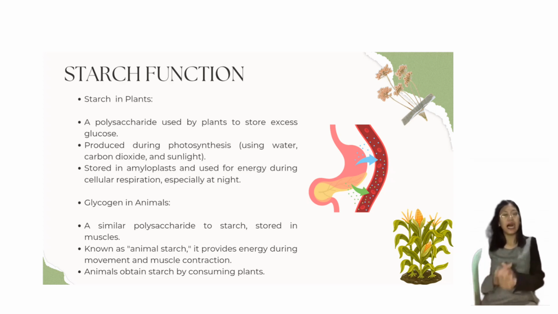Next, in animals. Animals don't make their own starch, but they consume plants and use the starch for energy. After eating plants, the starch is broken down into glucose in the digestive system, which the body can use for energy. Animals also store glucose in the form of glycogen, which is sometimes called animal starch. Glycogen is similar to starch but is found in animals. It's stored mainly in the muscles and the liver.